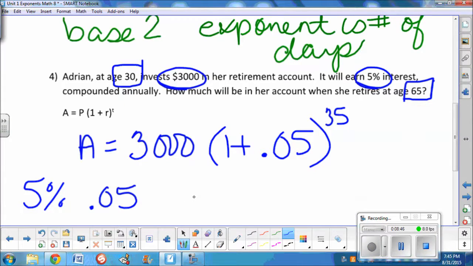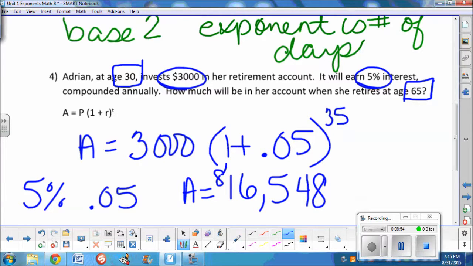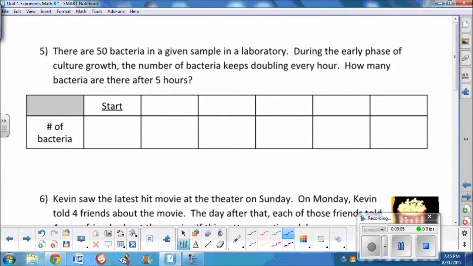So after 35 years, she's got $16,548 in that account. Okay, all of that can be done with your calculator. Go ahead and flip the page. Okay. So we pause it, read it.